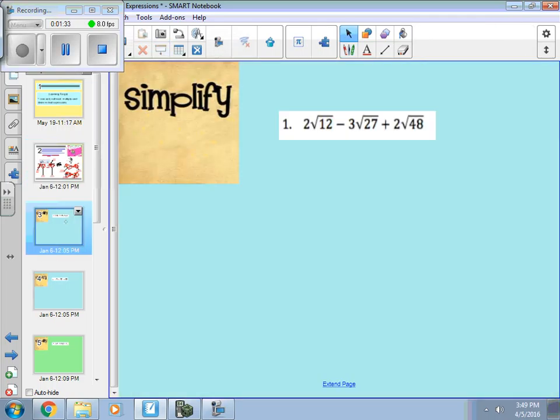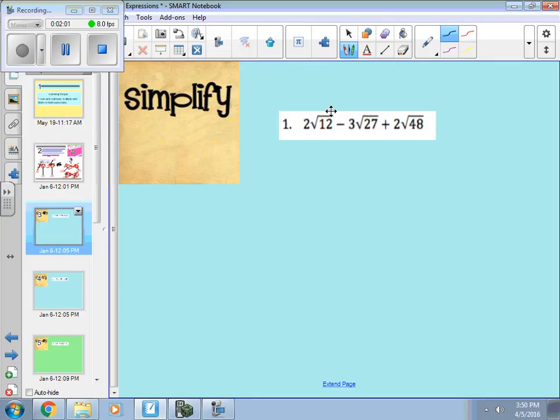So let's look at some examples here. In the first one, they want us to subtract and add these radicals. Well, the way the problem is now, we cannot subtract or add these because 12, 27, 48, those are all different numbers under the radical sign. So these would not be able to be added right the way they look right now. But what we can do is try to simplify and see if we can then add and subtract these together.